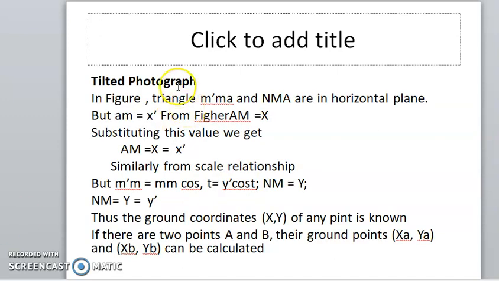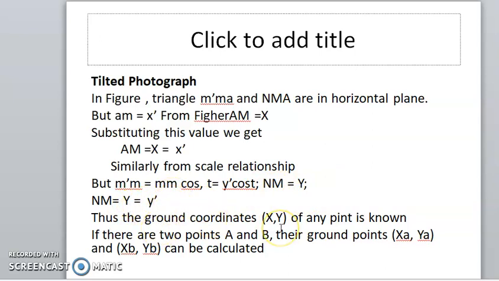Now the tilted photograph, compared with the vertical photograph. In this figure, triangles M'MA and NMA are in the horizontal plane, and angle AMA is equal to x. From the figure, substituting values, we get AM equal to X, equal to x'. By similar scale relationship, MM' is equal to MM cos t, so Y cos t. NM is equal to Y, equal to y'.